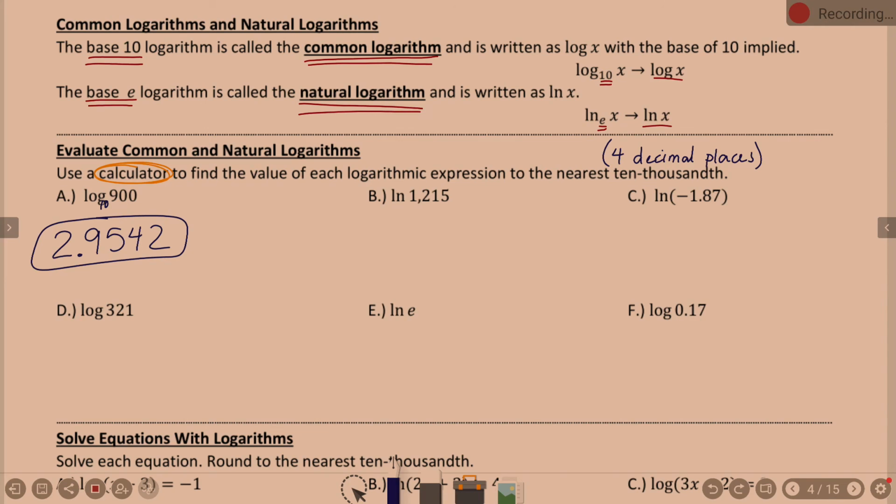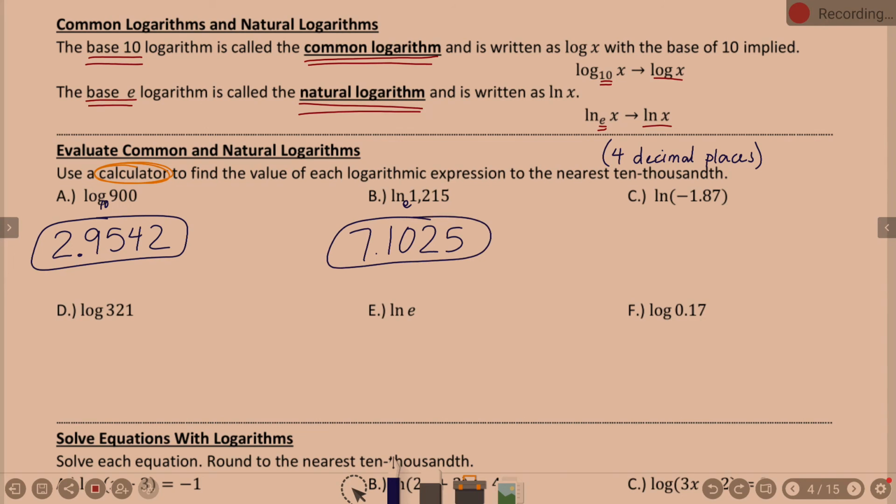B is ln, so natural log of 1,215. So now we use the other button, yes? What base is natural log? It's base E. 7.1024, and then that 4 rounds up to a 5, I believe. 7.1025.